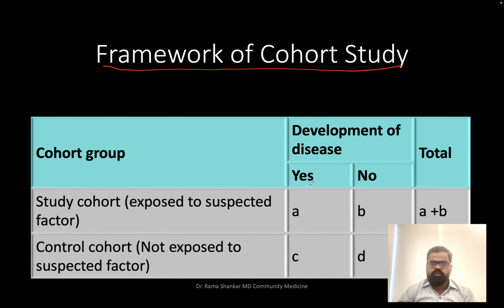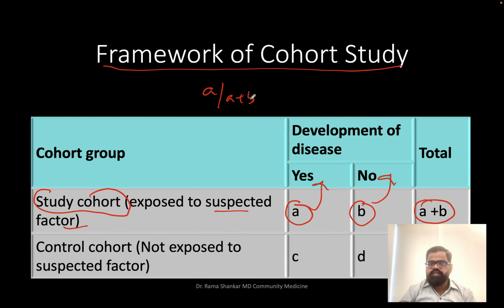So if I see this 2x2 table, what I can make out is that the study cohort was exposed to suspected factors, and after a certain period of time I see A have developed disease and B have not developed disease. So the total study cohort is A plus B. Out of A plus B, if I ask you how many people developed disease, you will say A out of A plus B.